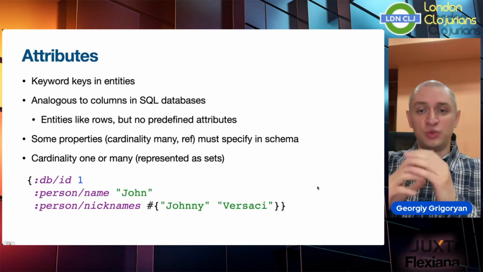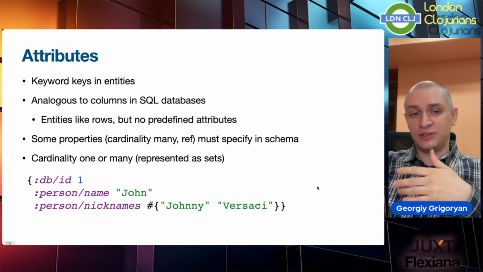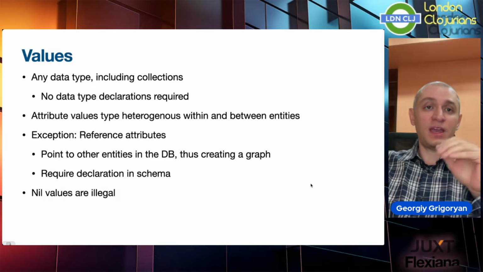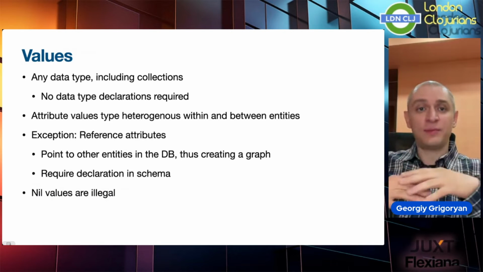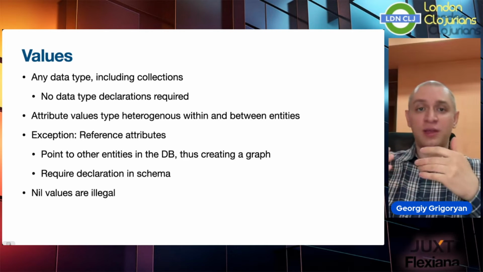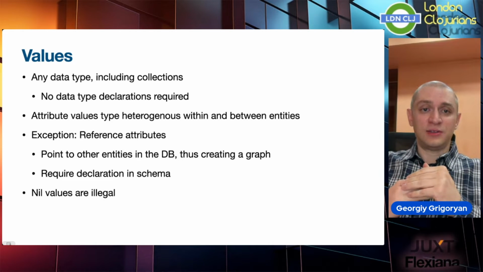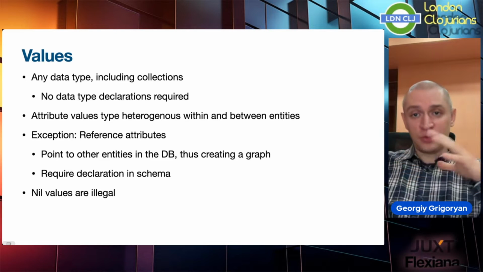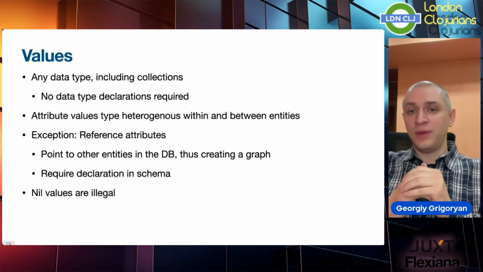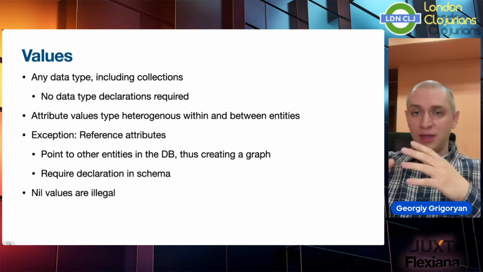But here, person nicknames, you see a set there, and it has two values. One is Johnny, the other is Versace. So that's what a cardinality many attribute looks like. And now for values, they can be any data type, including collections, including absolutely anything. And you don't have to declare what the data type is. And again, this is just like DataScript. And attribute value types are heterogeneous within and between entities. So basically anything goes, you can have a cardinality many attribute where all the values are of different data types, right? So anything you want.